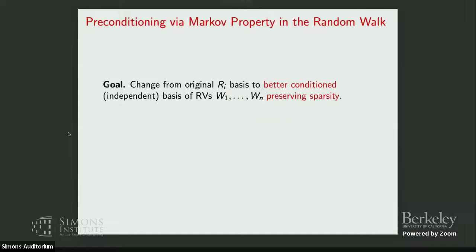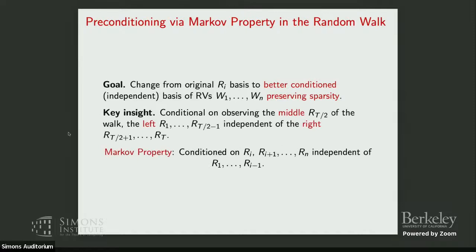So that's our revised goal. We have a better understanding of why it's necessary. And the trick to do that is a simple geometric one. The idea is to exploit the nice Markovian structure of the random walk. So what do I mean?